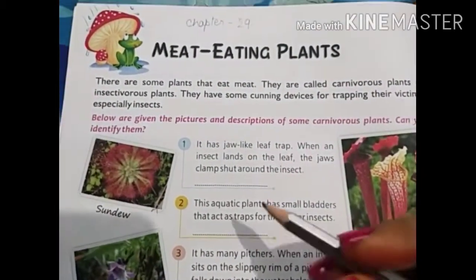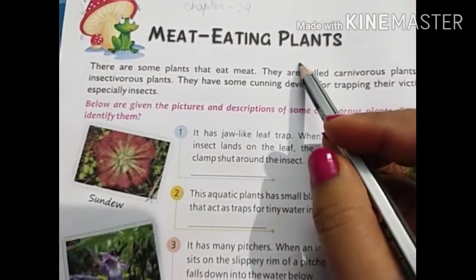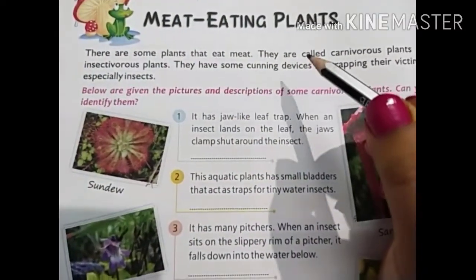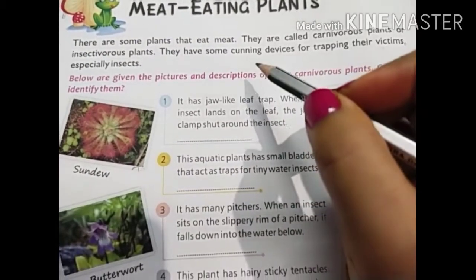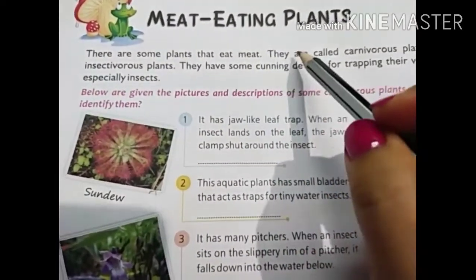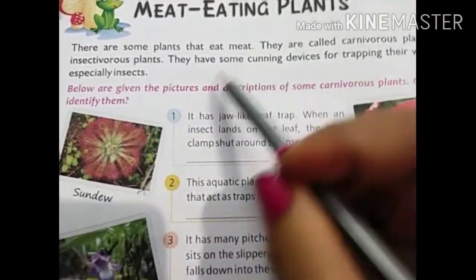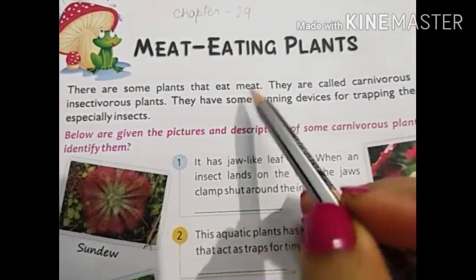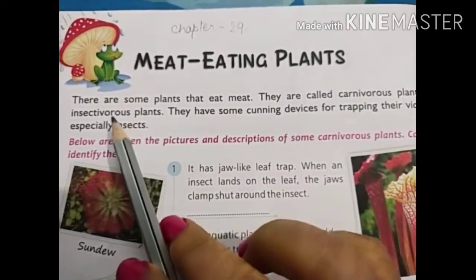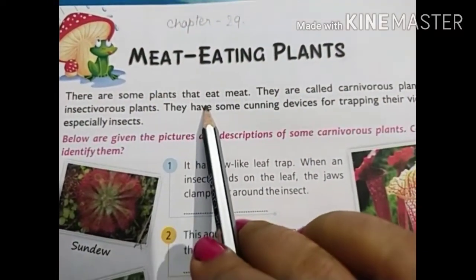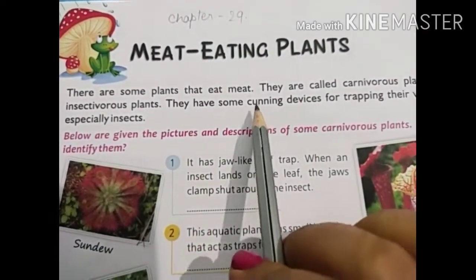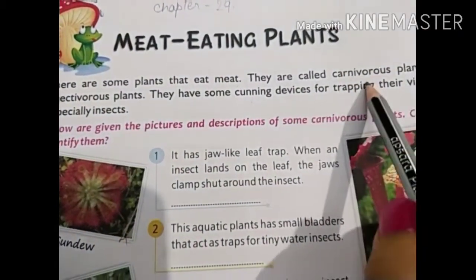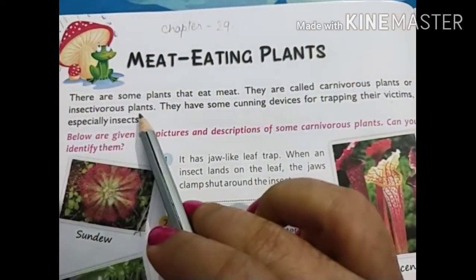So children, chapter 29, meat eating plants. The plants which eat meat, which means they eat insects and other smaller organisms, are meat eaters, or insectivorous. There are some plants that eat meat. They are called carnivorous plants or insectivorous plants, because these plants eat other organisms or other living creatures or insects. That is why they are known as carnivorous plants or insectivorous plants.